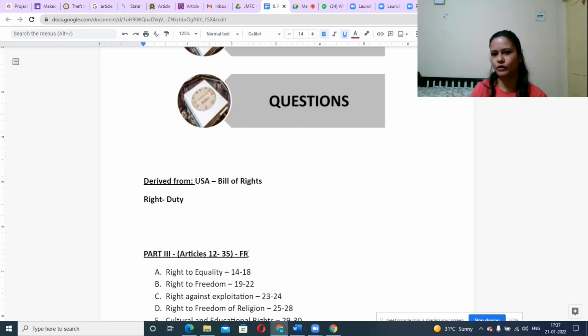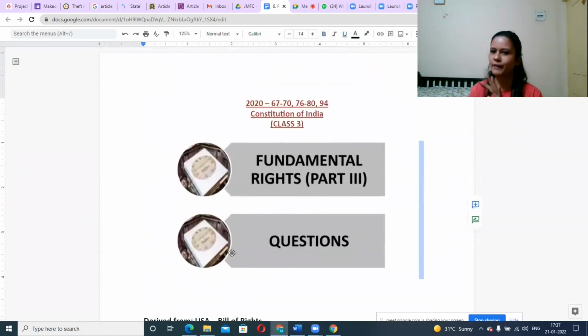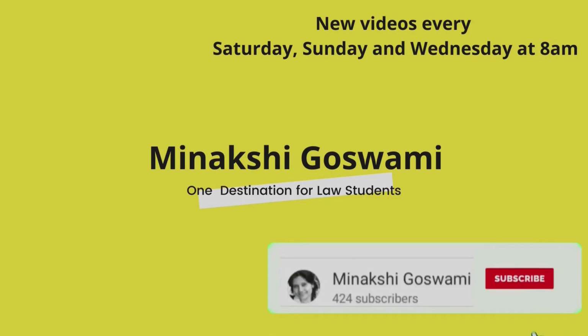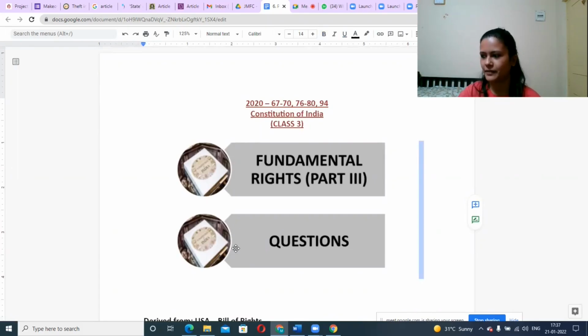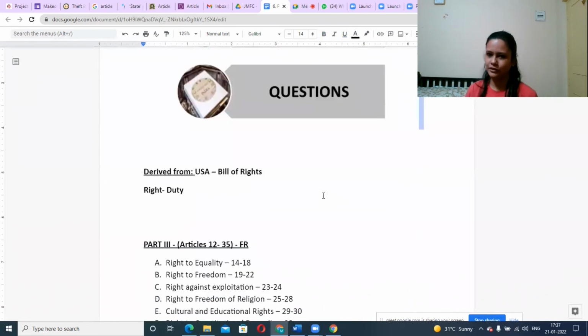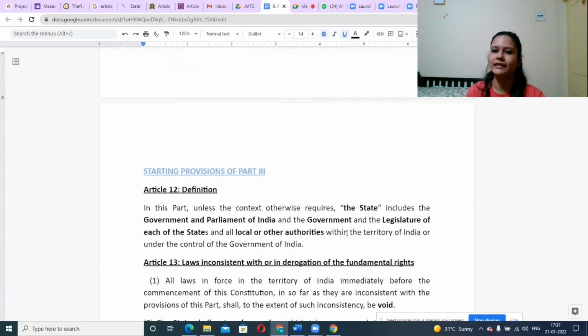So part three of the Constitution of India. Now, what is part three? It talks about fundamental rights which we have, fundamental rights that are guaranteed to us. But before starting with fundamental rights, there are a few articles which are important for us to know. One of which is Article 12 and Article 13.